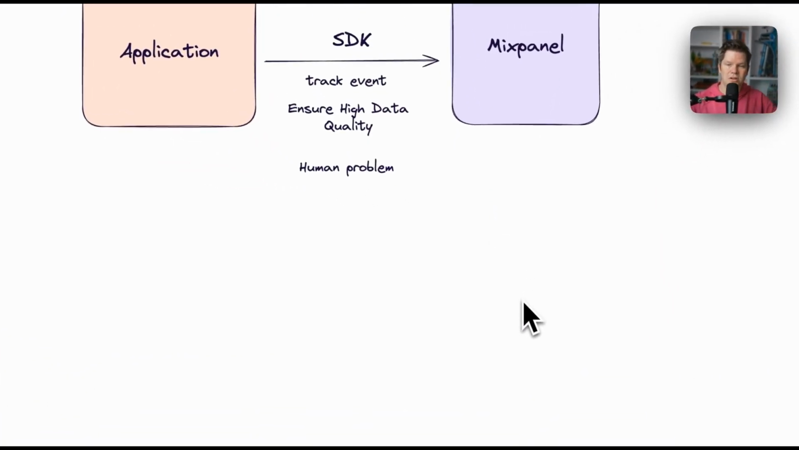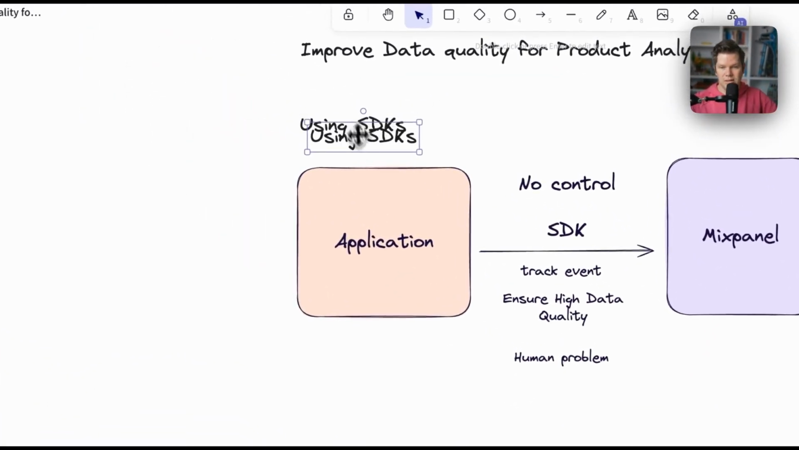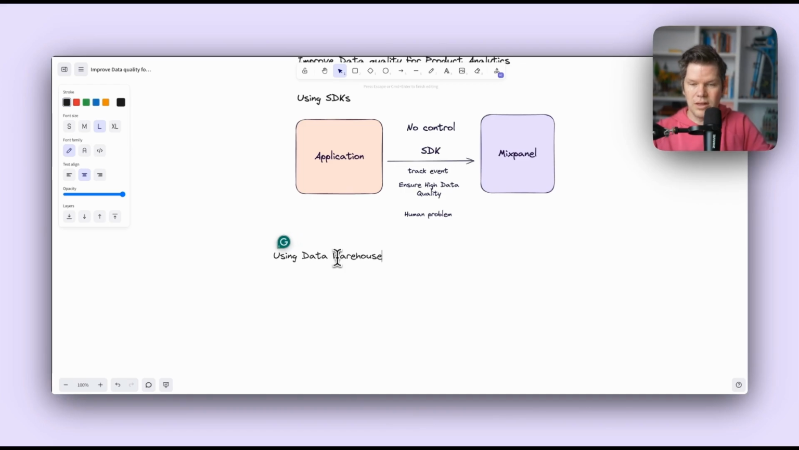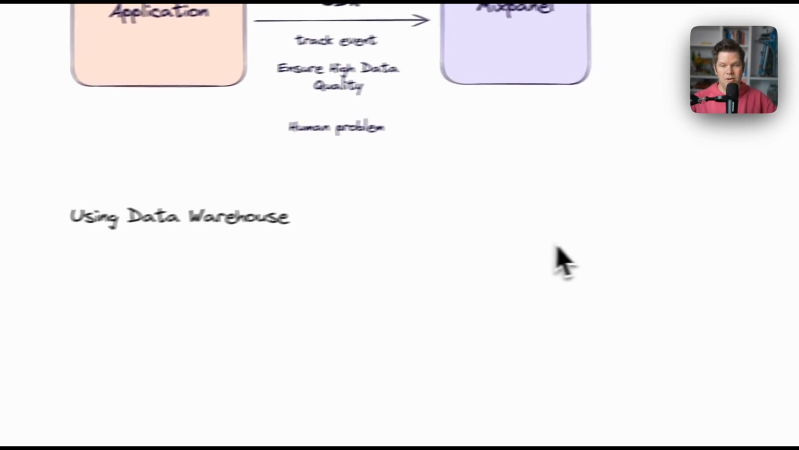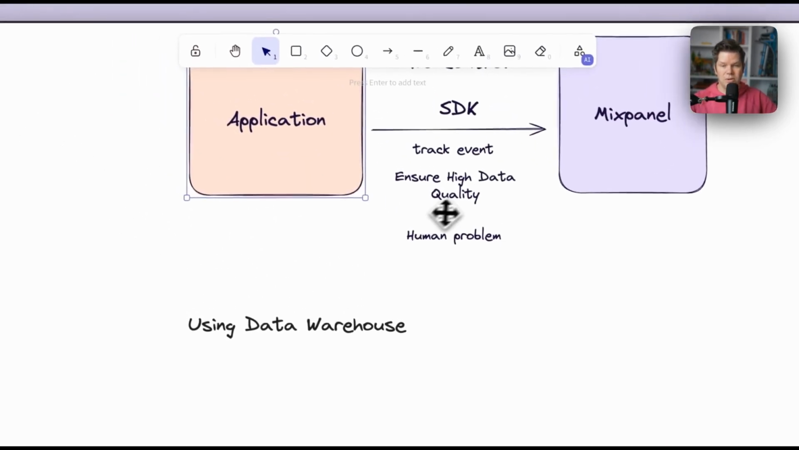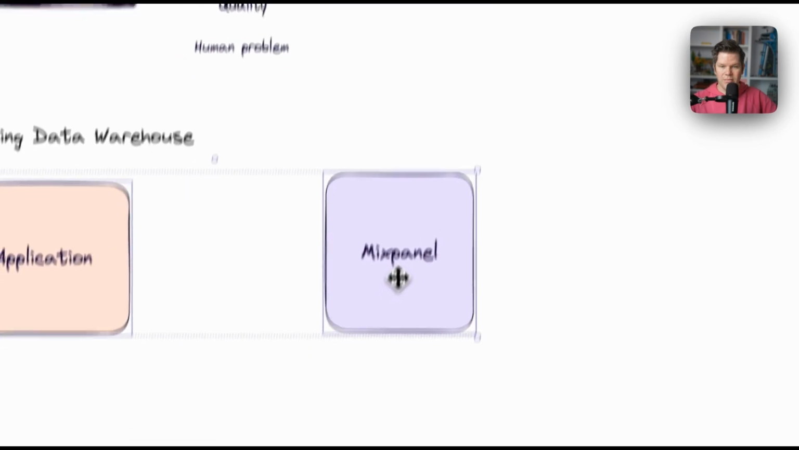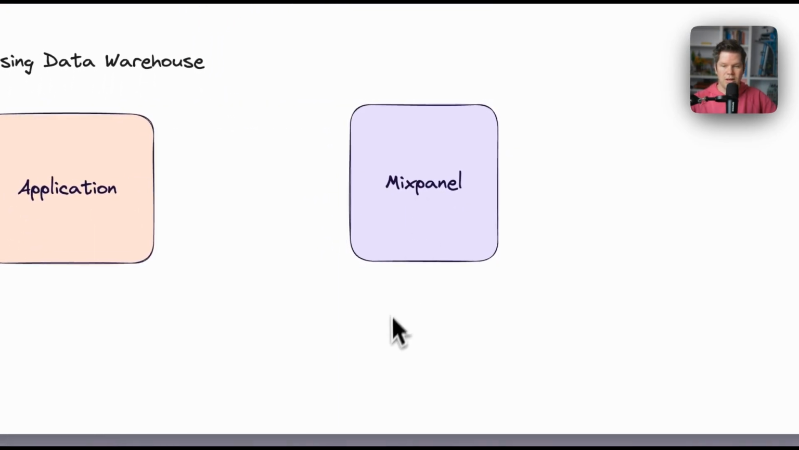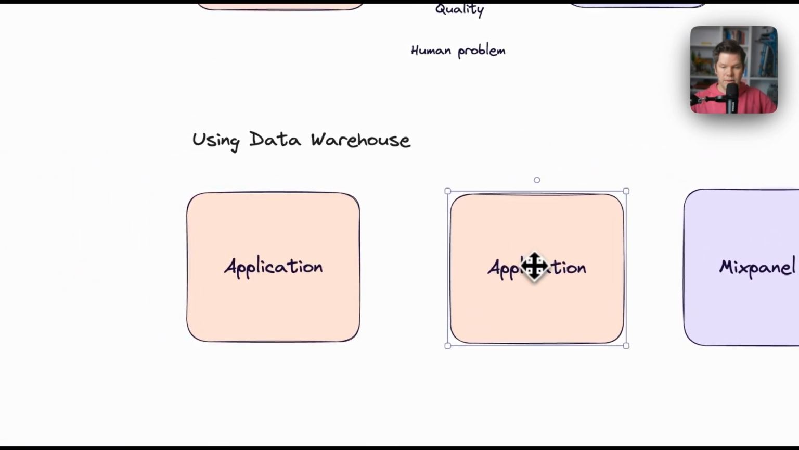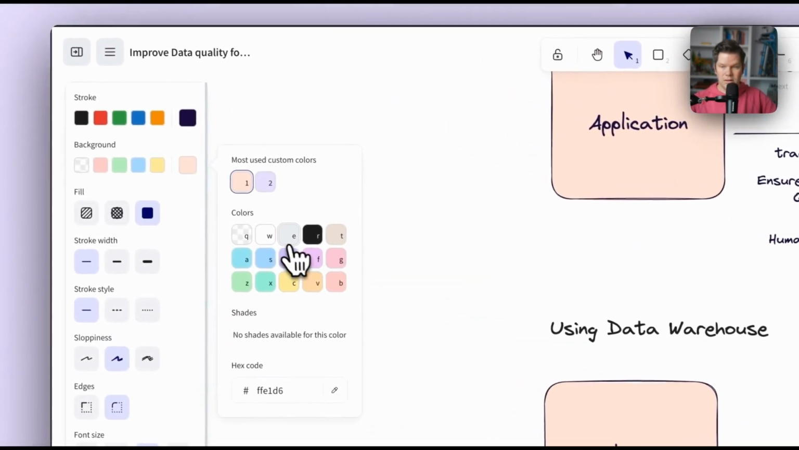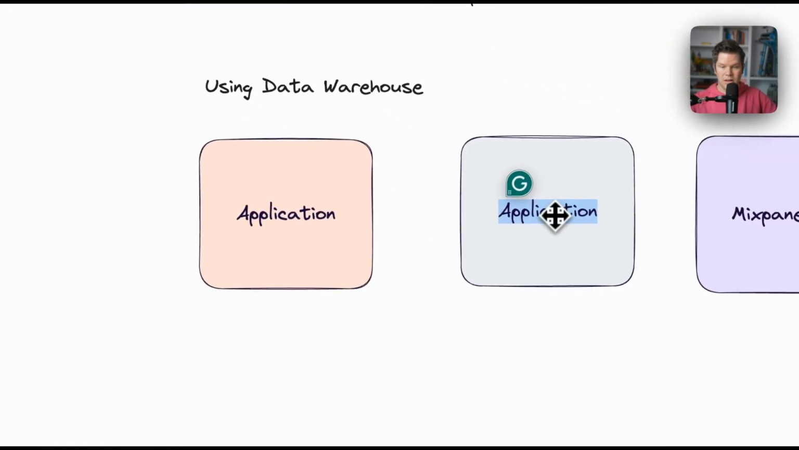Let's talk about a different way. When we don't use an SDK, we are using the data warehouse. If you have followed me for a long time, this might not be a big surprise, because this is the only thing I'm talking about all the time: maybe we are better off doing product analytics based on the data warehouse data. So let's extend this a little bit and introduce something in the middle, and this is our data warehouse.